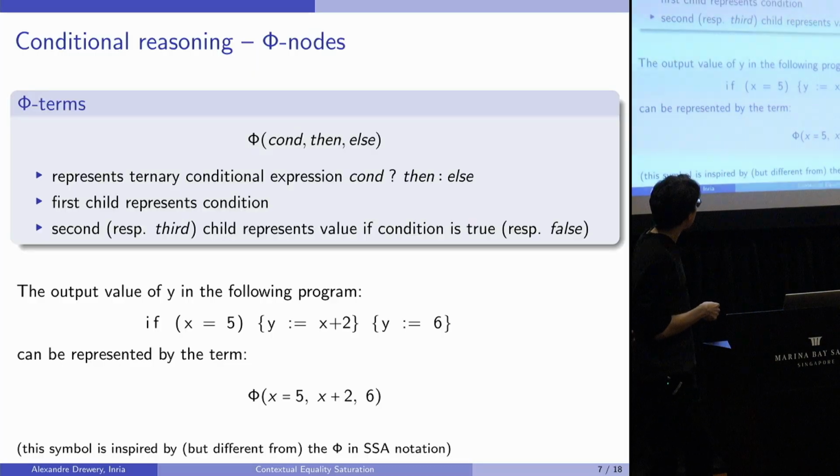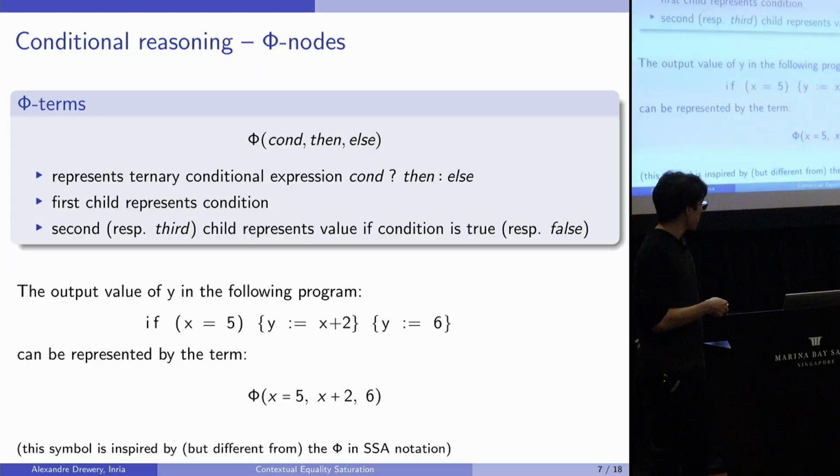So phi is a special type of term introduced by Tate, which allows to represent ternary conditional expressions, something that is sometimes written like this in the C language. The first child is a condition, and the second and third are the then and else branches. So if we look at a simple example, if x equals 5, then y becomes x plus 2, otherwise y becomes 6. It can be represented by the following terms. Phi of x equals 5, if so, x plus 2, otherwise 6. This is the output of y for the following program.